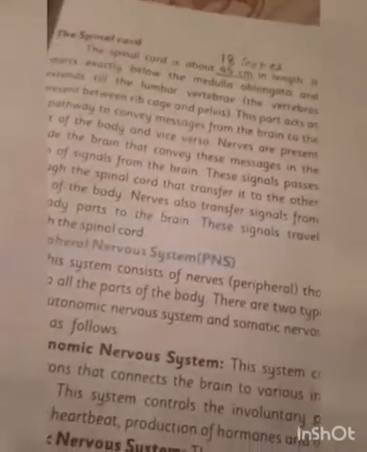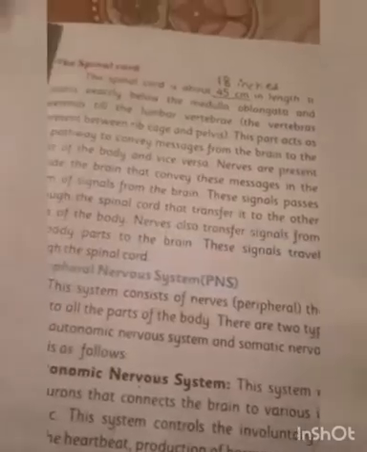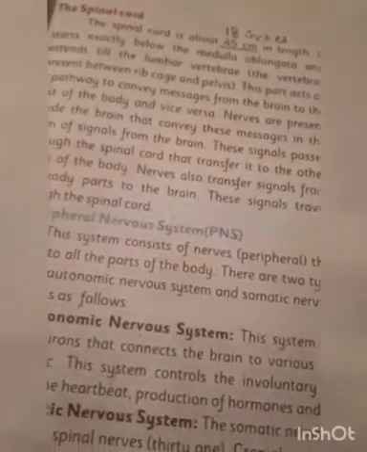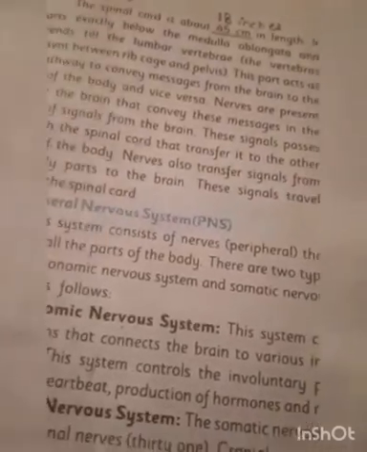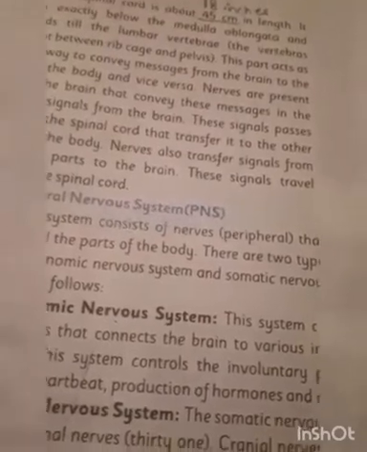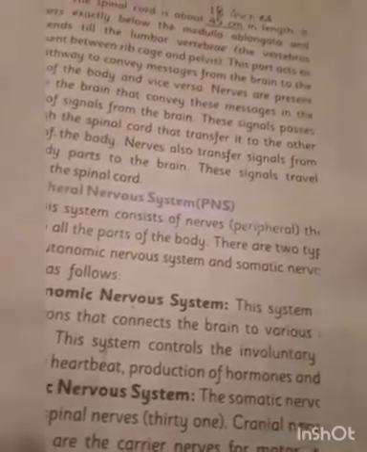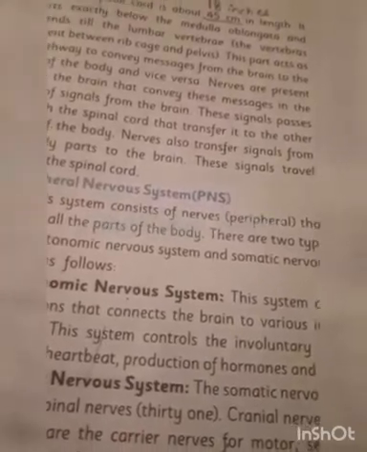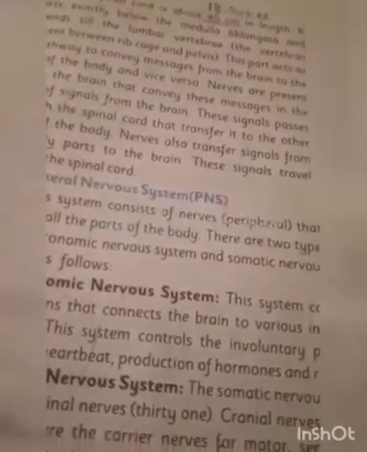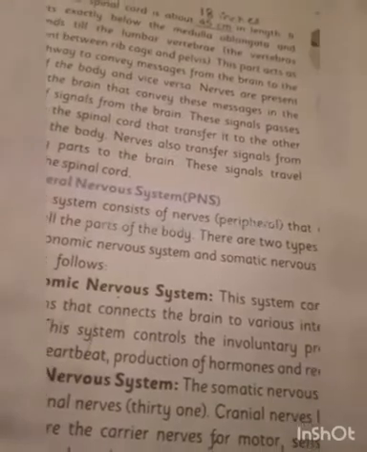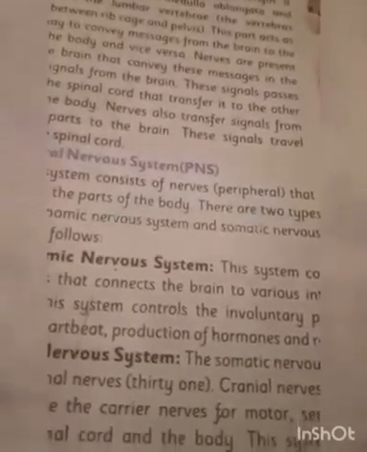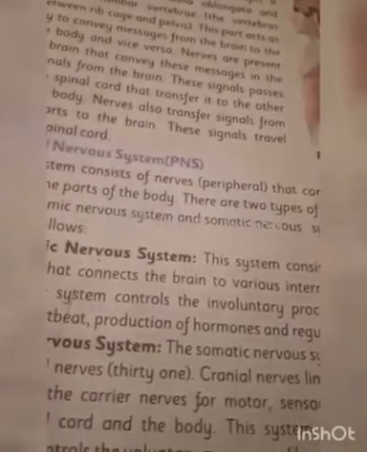So how is the spinal cord protected? The spinal cord is protected by 3 layers of meninges, also by cerebrospinal fluid. Besides this, the spinal cord is protected by the vertebral column. It is protected by 3 layers of meninges, by cerebrospinal fluid, and by the vertebral column. These are the three main structures that protect your spinal cord.